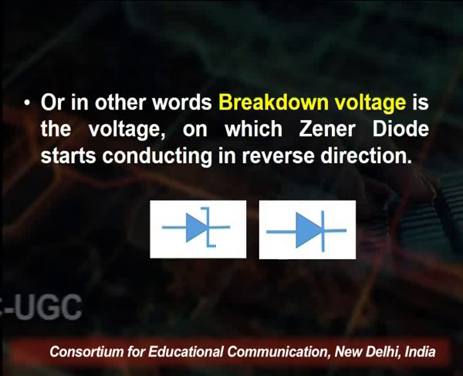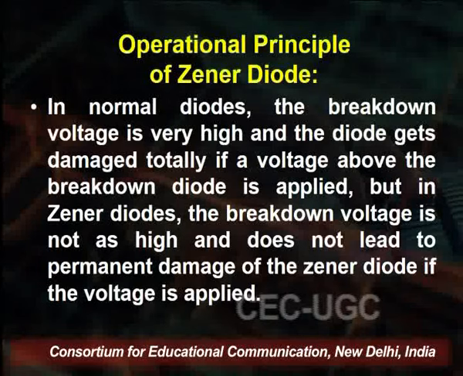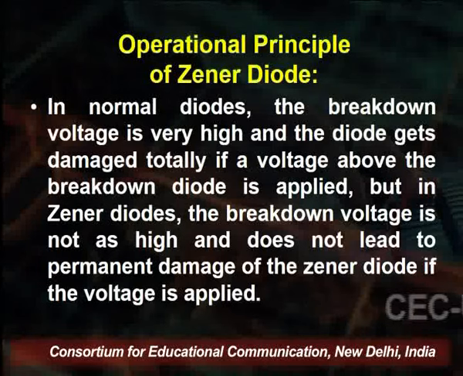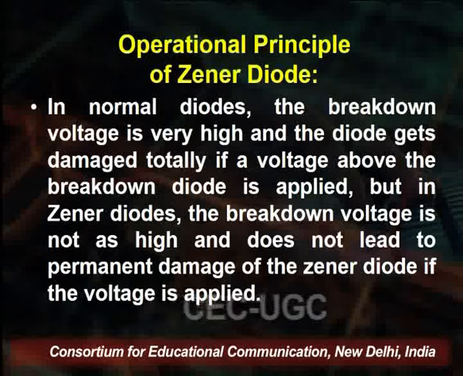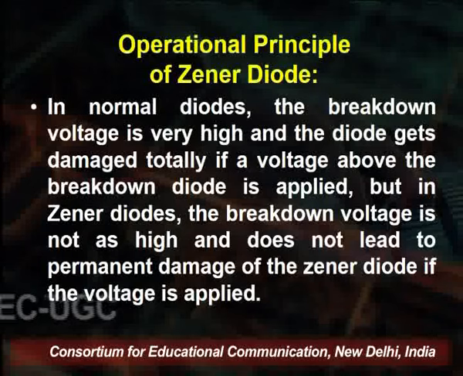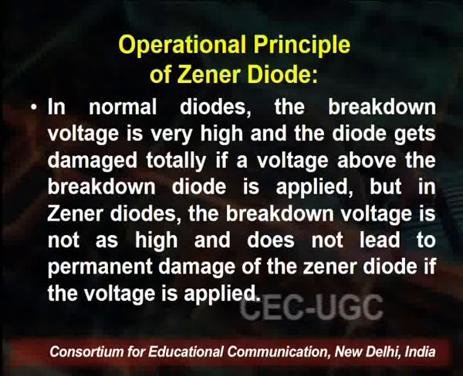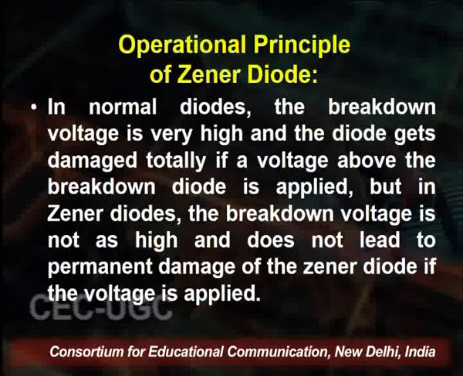Here you see the symbol of the Zener diode. Now, the operation and principle of the Zener diode. In a normal diode, the breakdown voltage is very high, and the diode gets damaged totally if a voltage above the breakdown voltage is applied. But in the case of Zener diodes, the voltage can go above the breakdown voltage, and it does not lead to permanent damage of the Zener diode.